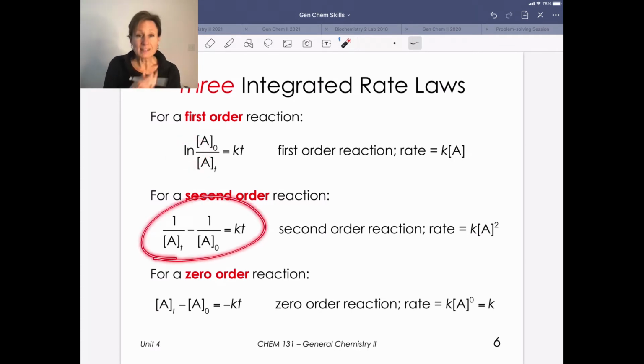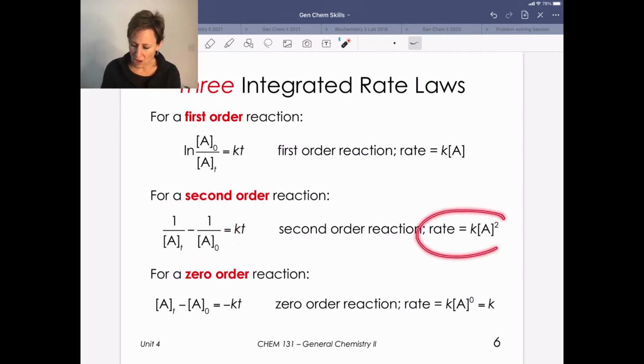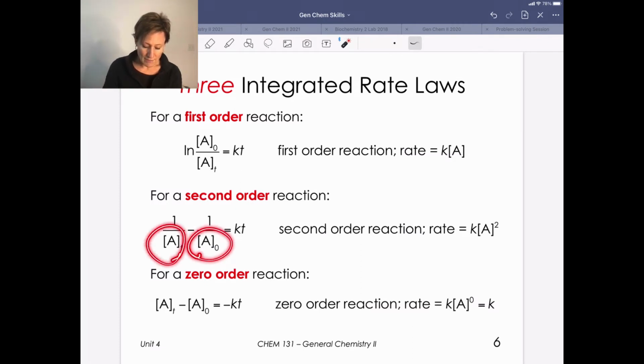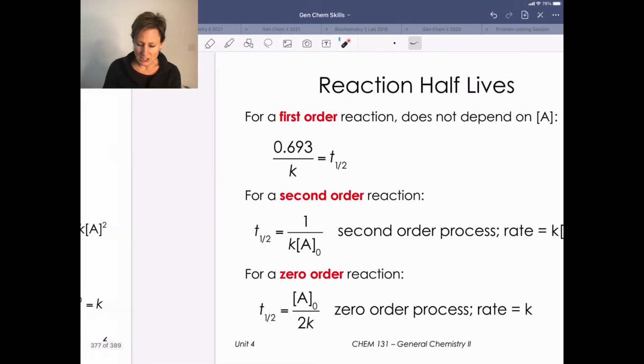Second order process and second order integrated rate law looks like this. Okay, we're going to have 1 over things. You need to recognize that this is a second order equation. Notice that it has the same things: how much you start with, how much you have after a certain amount of time, and how much time has passed, but a different flavor of the equation. Here's the same 4 variables in an equation for a 0 order process. Okay, you need to be able to recognize which one of those equations you're going to need to use.